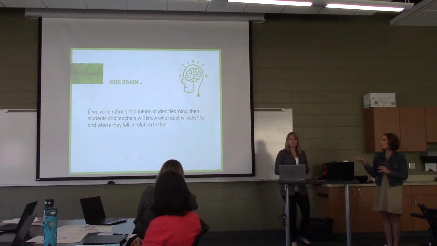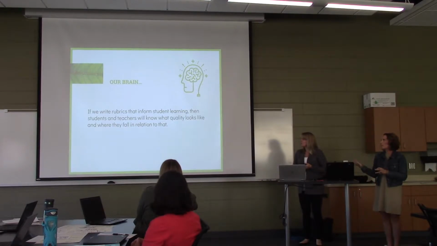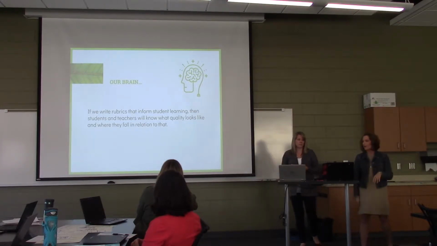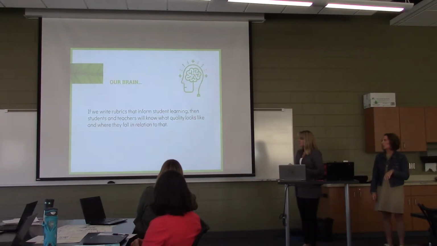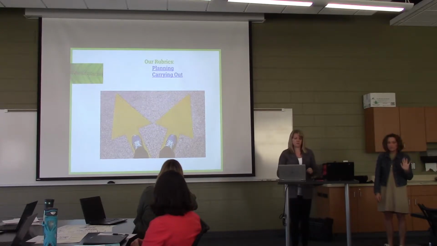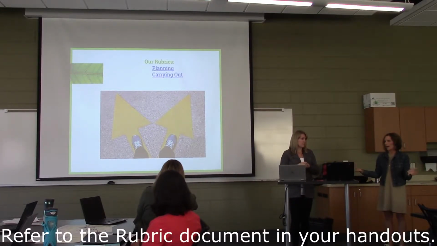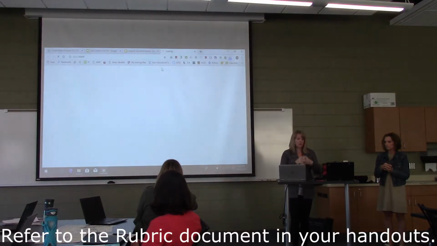Right, so when we're looking at assessments, if we write rubrics that inform student learning, then students and teachers will know what quality looks like and where they fall in relation to that. So everybody has opportunities to get the highest level of cognitive demand. So that for us was that aha, and that's how we came to the group to write the rubrics. We started by looking at each standard and dividing them up by cognitive demand, and then creating the rubric from that.